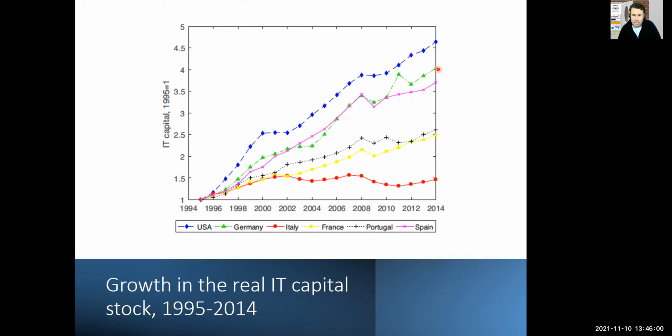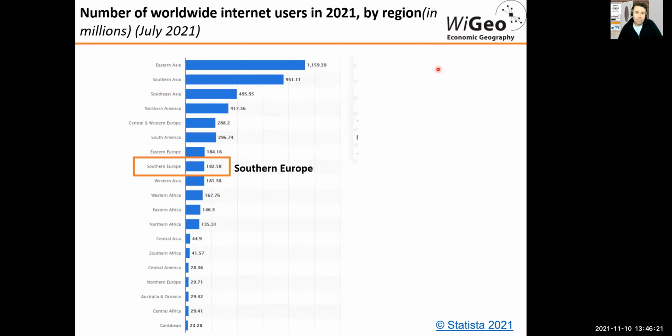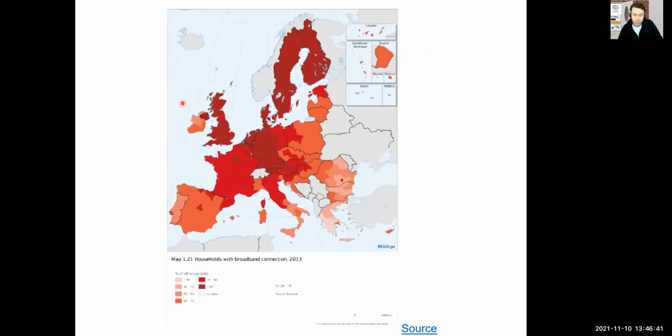In terms of investments in IT, there are some positive aspects across the countries, some evolution towards the current times. This is only results until 2014. Certainly, more recent data will show a continued evolution of these elements. In terms of access to the internet, if I'm right, Southern Europe still performs relatively well in comparison to other countries, but then we have Asia dominating here in terms of this indicator.